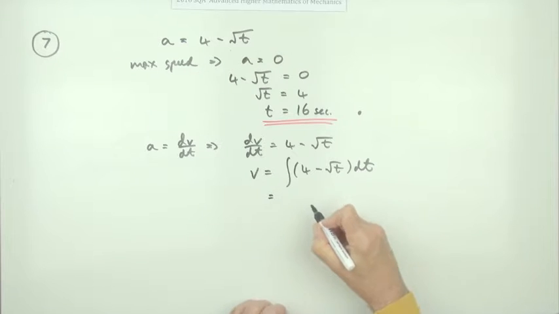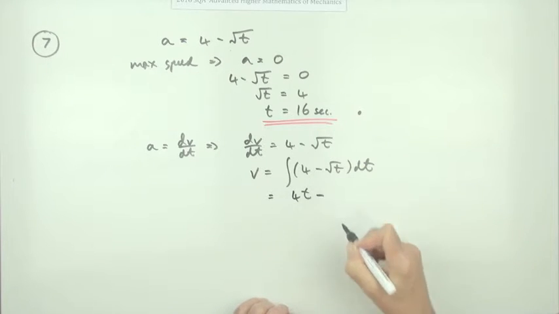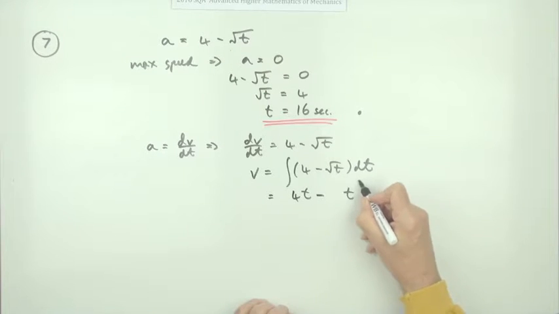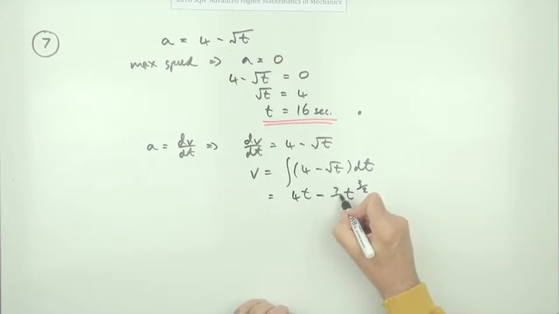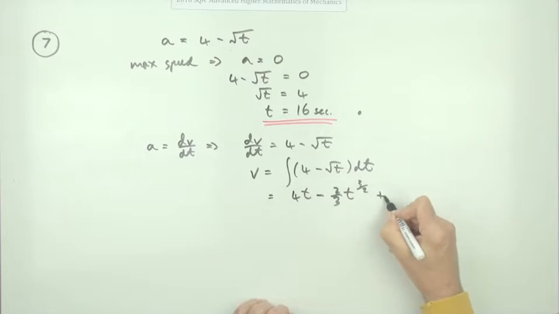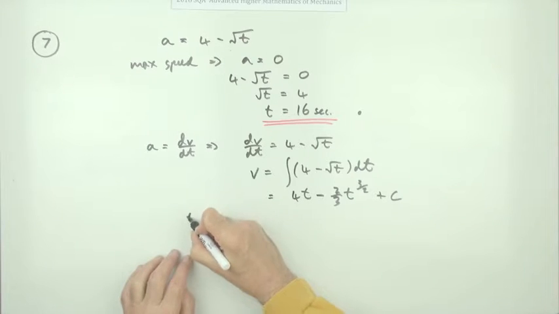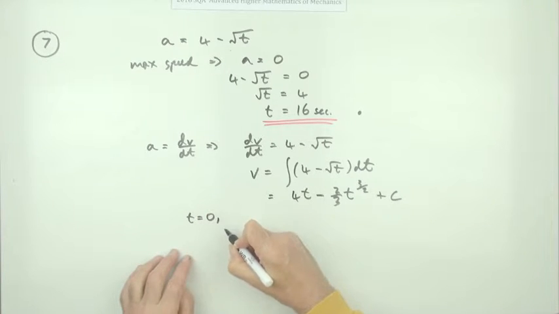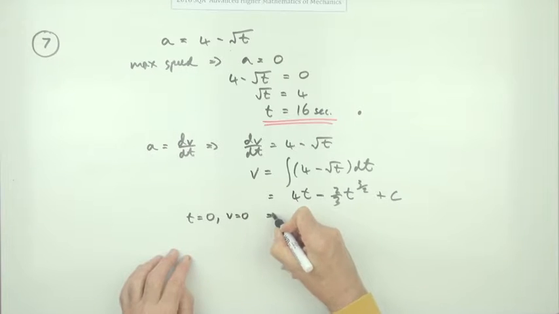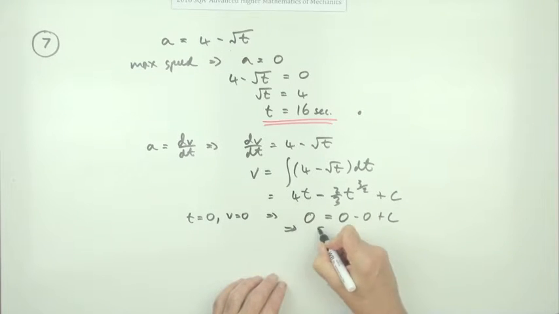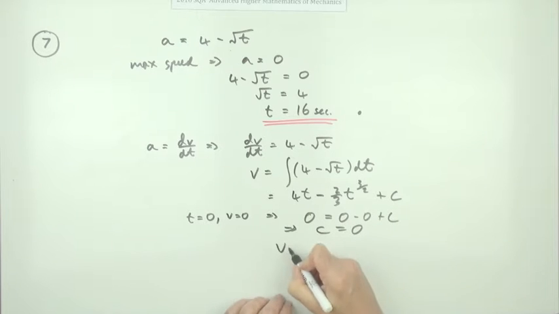If you just integrate that, you're going to have 4t minus, now that's a half, so it'll go up to 3 upon 2, so t to the 3 upon 2, but divide by that, 2/3. But if you do it that way, you can have a constant. But you knew the initial conditions. It started at rest. When t was 0, v was 0. That means 0 equals 0 minus 0 plus c. That means c equals 0.